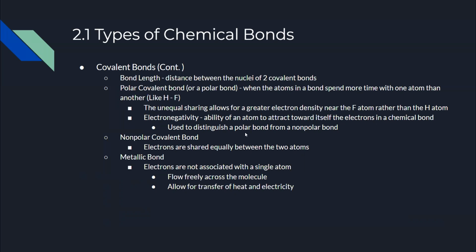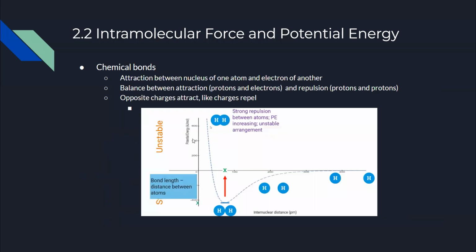This is used to distinguish a polar bond from a nonpolar bond. A nonpolar covalent bond is when the electrons are shared equally between the 2 atoms. And a metallic bond is when the electrons are not associated with a single atom, so they can flow freely across the molecule. This allows for an extremely good transfer of heat and electricity.